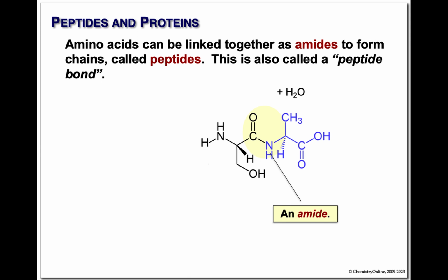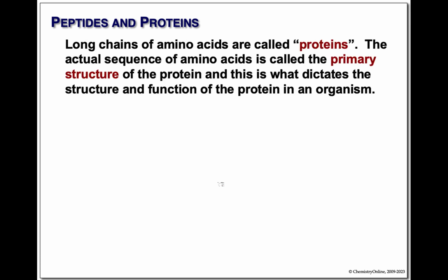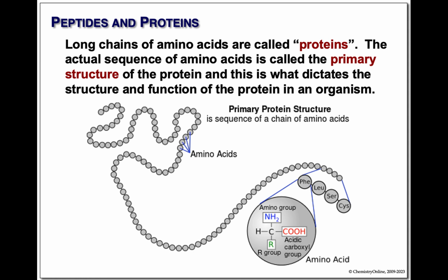Now, this little short thing, 2 amino acids, is a peptide, it's called. It still has a carboxylic acid and an amino group, so we could do this again on either end. Make another amide, make another amide. Here we have a peptide with leucine, glycine, serine, and alanine. We could do this all day. And if you do this all day, you wind up with a protein. Long chain, all bonded by amide linkages.